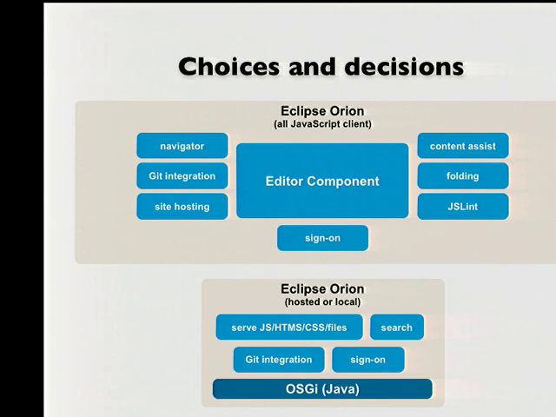And on the server side, Orion, you can run it in hosted mode. The server is running Java and OSGi, so it's based on the Equinox OSGi runtime. But the server side is very, very heuristic, right? It just serves files and does maybe some additional work to do sign on and Git integration. But it's basically running on Java.